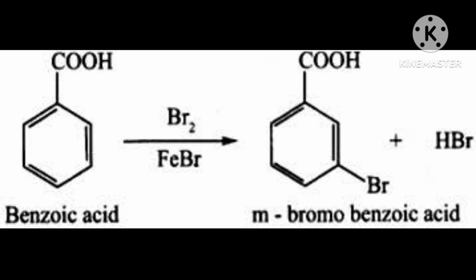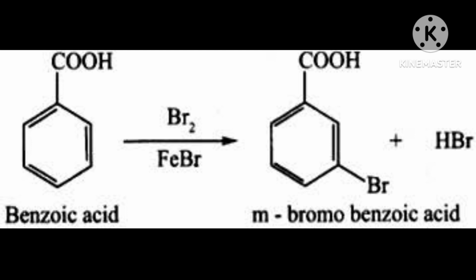Then what is this HVZ reaction? Again I am telling you. Carboxylic acids having an alpha hydrogen are halogenated at the alpha position on treatment with chlorine or bromine in the presence of a small amount of red phosphorus. What you will get is alpha halocarboxylic acids. This reaction is known as the Hell-Volhard-Zelinsky reaction.